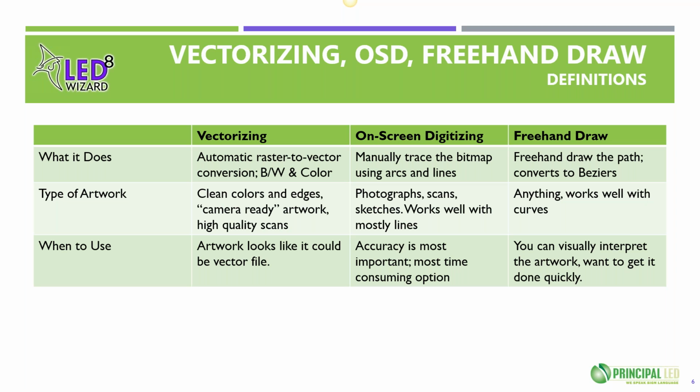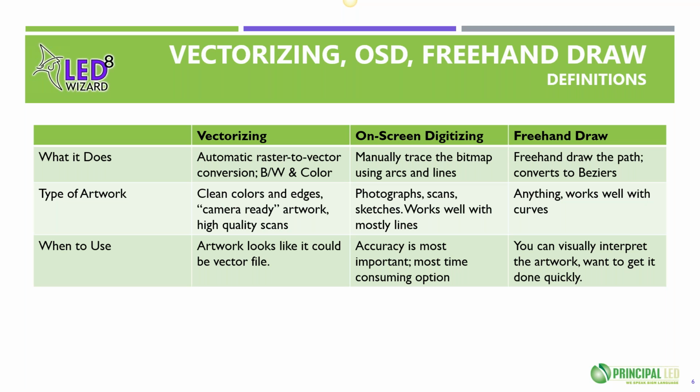Freehand draw, really any kind of artwork. I think it works well with curves, and you're visually looking at this artwork and you're saying, I know either where I want the path of LEDs to go, or I know where the edge of this artwork is, and I just want to draw it. And that's freehand draw. It's certainly the fastest way. If you're drawing, say, a center path in a letter, you can be pretty quick about it.